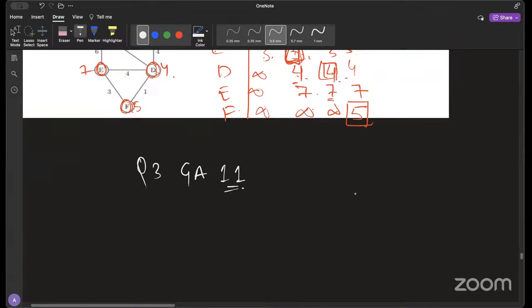Graph theory holds a lot of weightage. It's around 40%, so please practice those questions from graph theory. 35 to 40% is from graph theory.